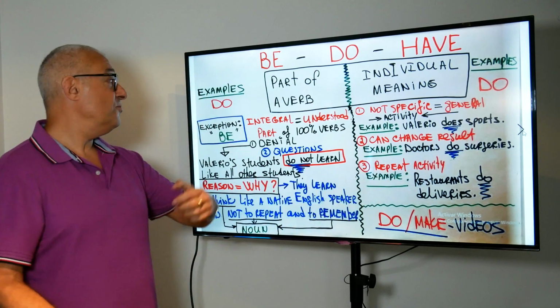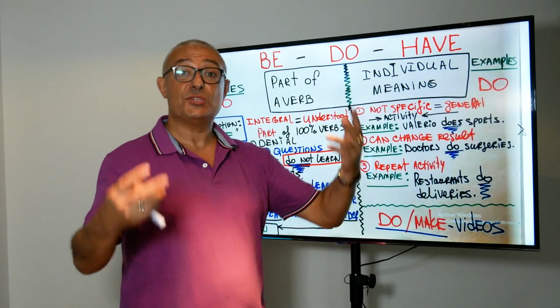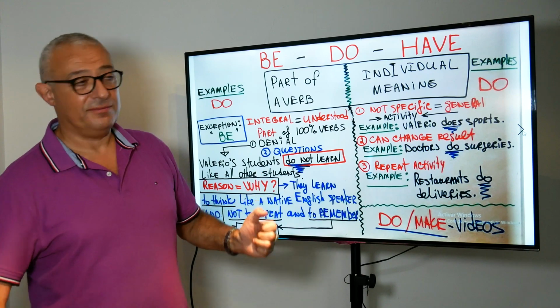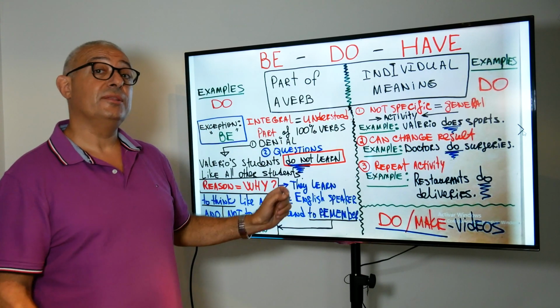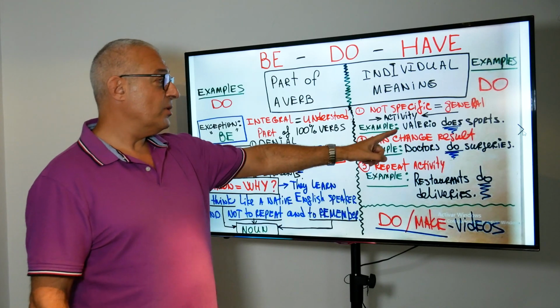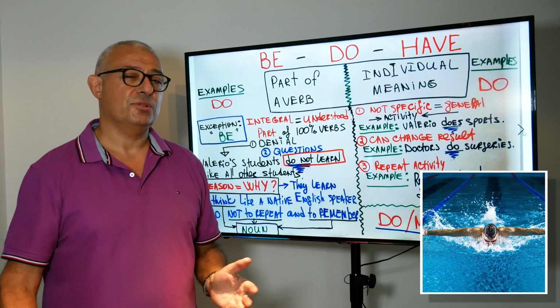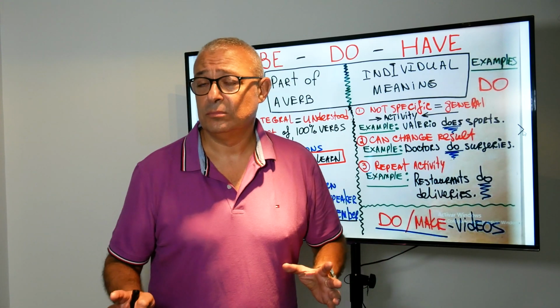In addition to functioning as part of the verb, verb do has its own personal meaning. The question is, what kind of meaning does it have? Well, let's take a look at example number 1. In example number 1, Valerio does sports. Valerio does sports. Do we know what kind of sports does he do?